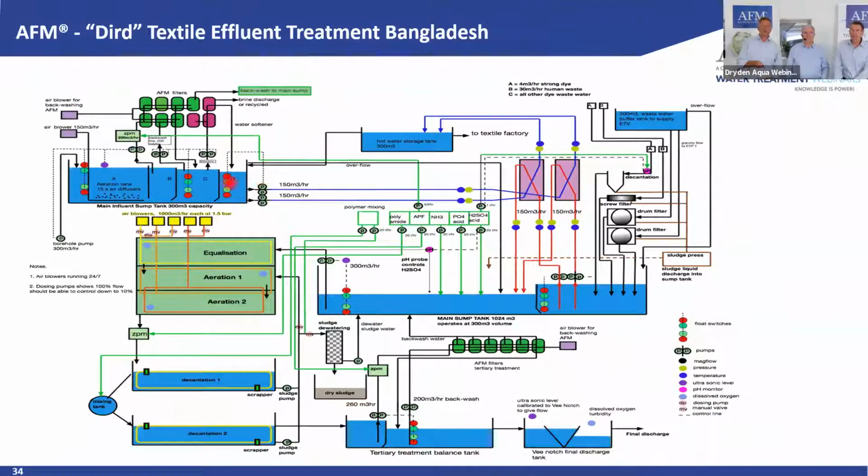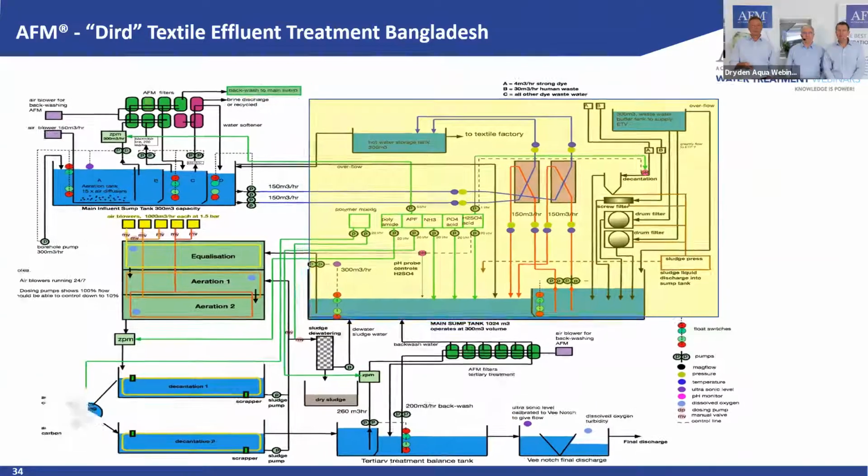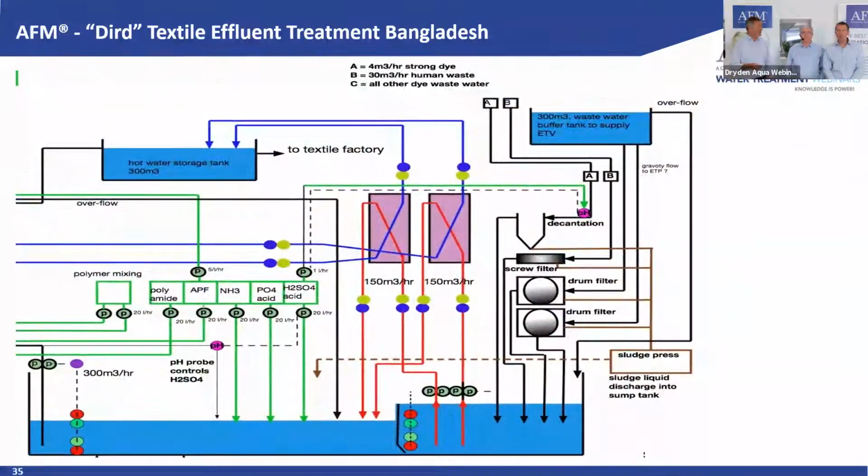So this water then goes to the production. And from the production, you get the wastewater out. Let's have a look at the wastewater. This is this part. Very well done, your animation. I love it. So we have 300 cubic meters of wastewater. There are 4 cubic meters of very strong dye, very hot, very polluted. Then you have 30 cubic meters of human waste. You know, there are 20,000 people. And then you have the normal dye water.